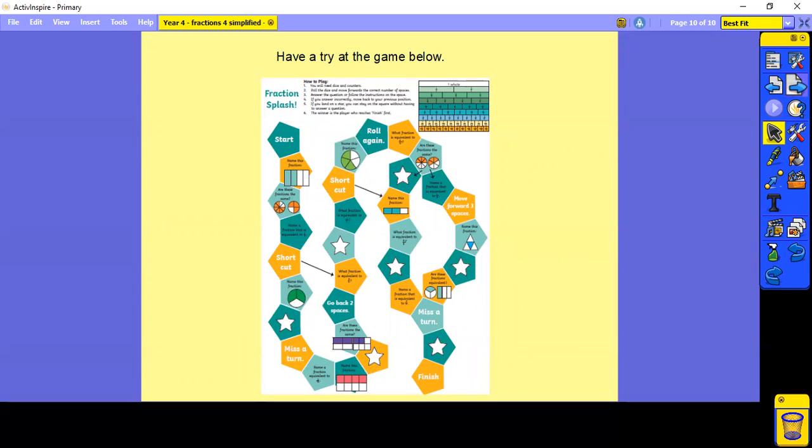Have a try at the game below. So you might want to print this out to have a try at home. It's a good fractions game to help you with those equivalent fractions.